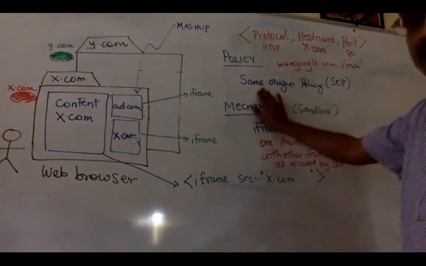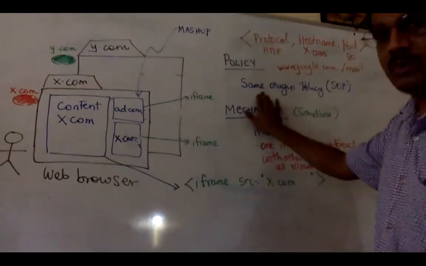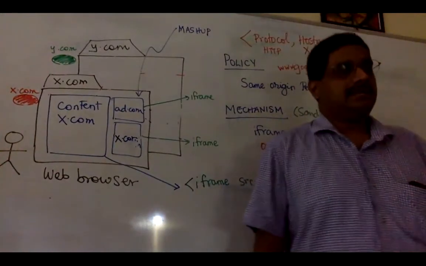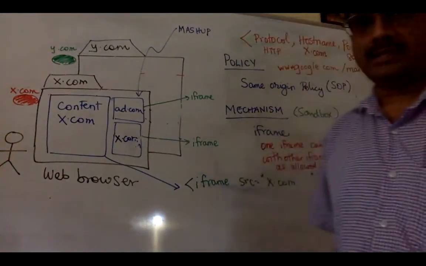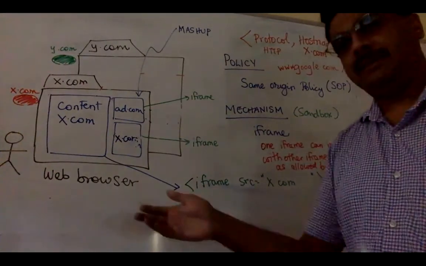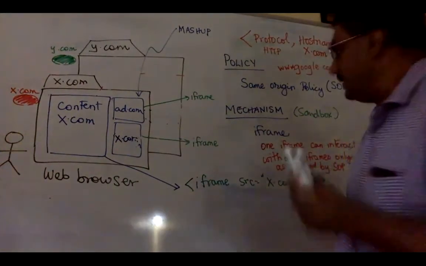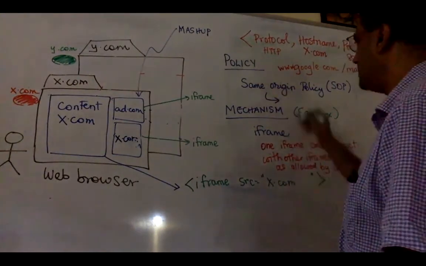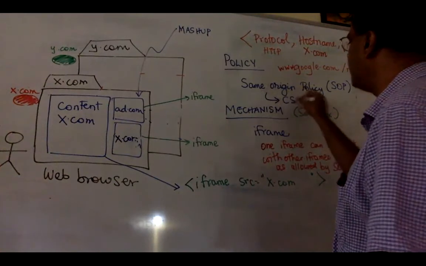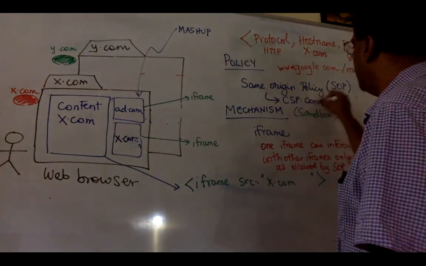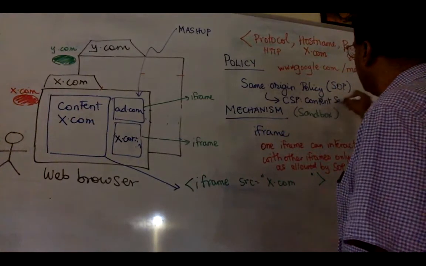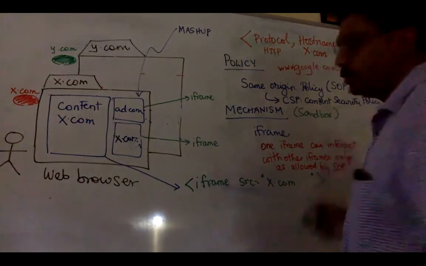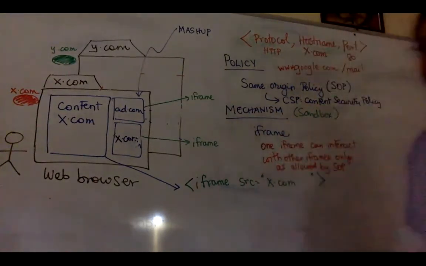Now, there are some limitations to the same origin policy. In fact, one of the required readings for this module is this paper called Beware of Finer Grained Origins. And that sort of shows you some of the limitations of the same origin policy. Now, the same origin policy is actively being considered for replacement by another policy called CSP, or Content Security Policy. And going forward, in fact, the SOP may be replaced by the CSP.